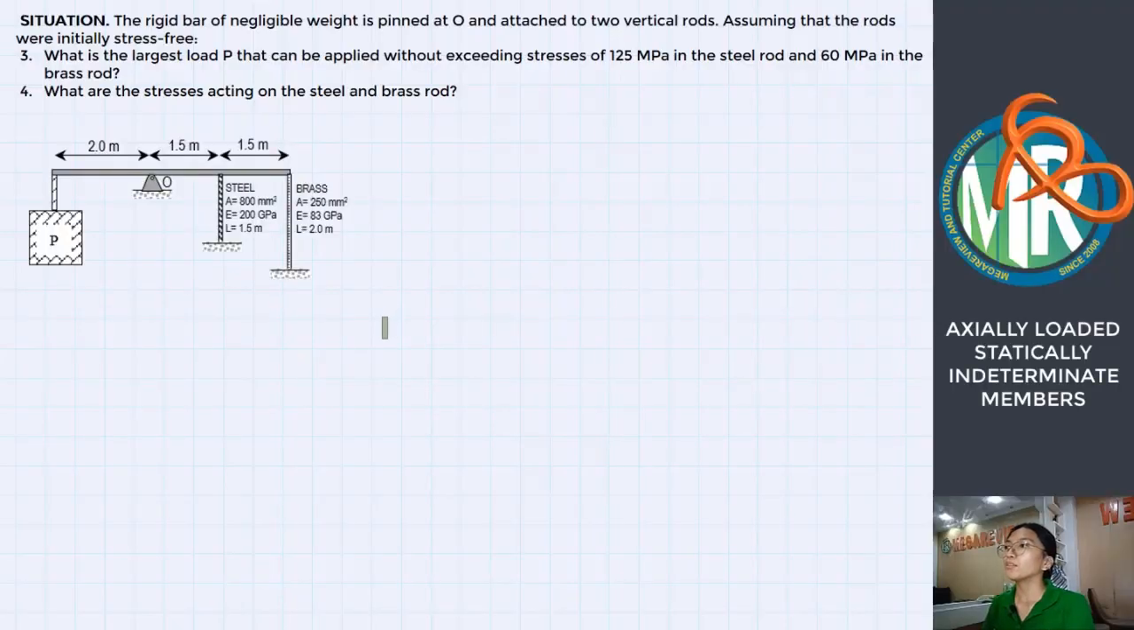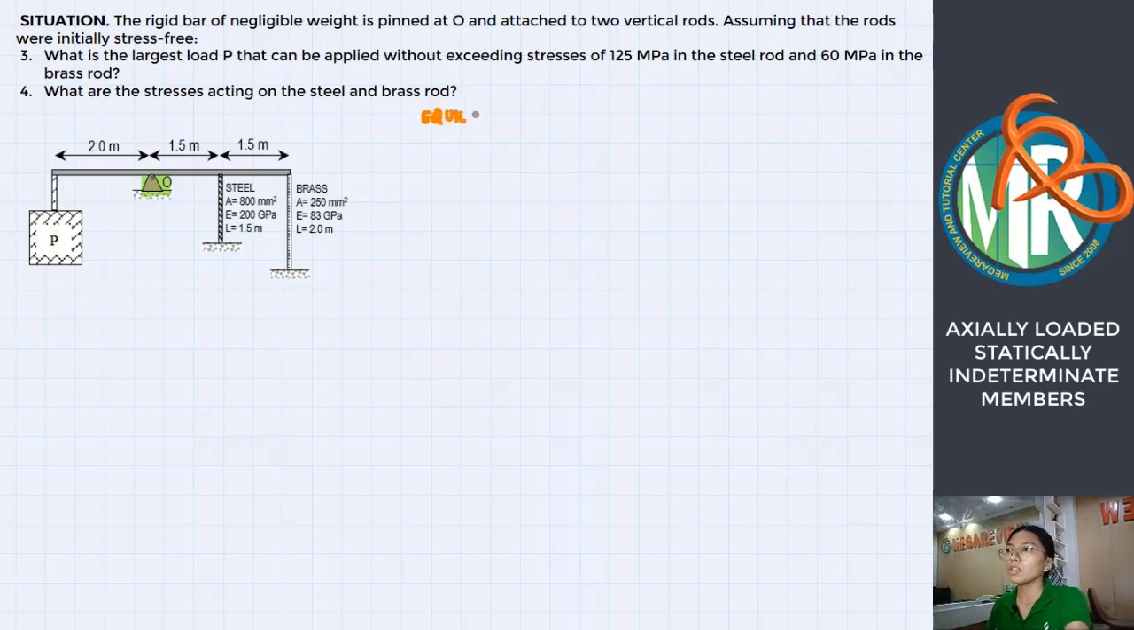The rigid bar of negligible weight is pinned at O and attached to two vertical rods, assuming that the rods were initially stress-free. Number 3, what is the largest load P that can be applied without exceeding stresses of 125 megapascal in the steel rod and 60 megapascal in the brass rod? So, here, when these rods are stress-free, ibig sabihin wala pa tong load P mo na to dito. Tama? Doon lang siya na-stress nung naka-attach na tong load P na to.